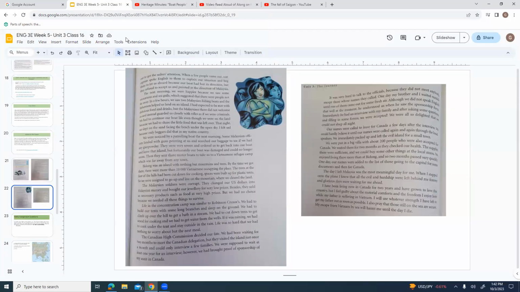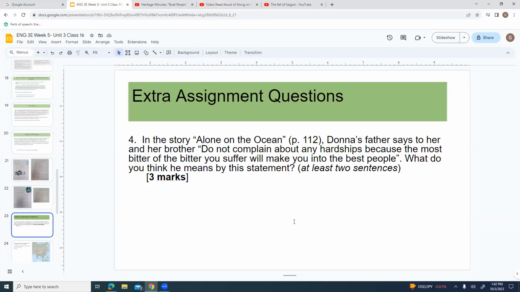Okay, so that's the end of the read aloud. And here are the assignment questions that go along with this story. In the story, Alone in the Ocean, Donna's father says to her and her brother, "Do not complain about any hardships, because the most bitter of the bitter you suffer will make you into the best people." What do you think he means by this statement? They want at least 2 sentences. I would suggest even 3.